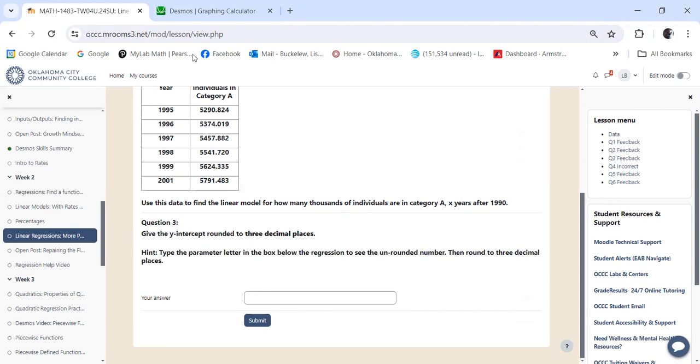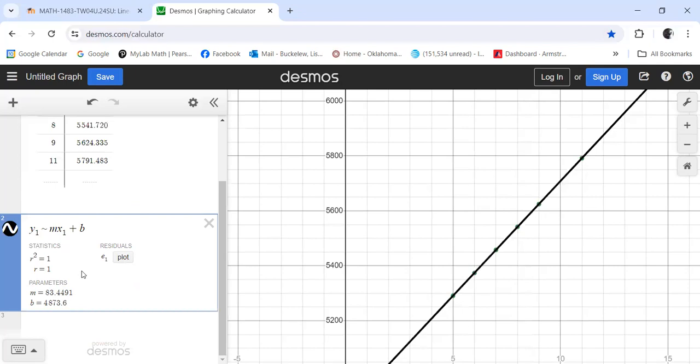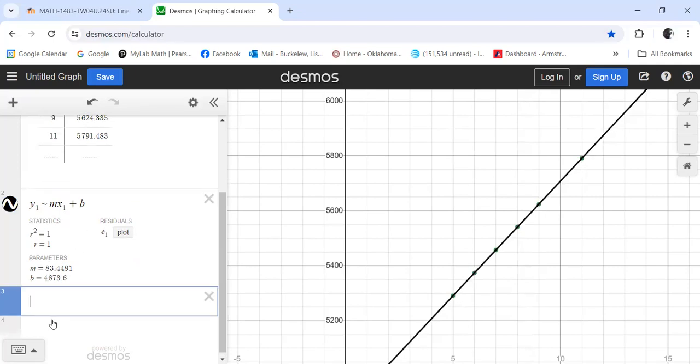So rounded to 3 decimal places. Okay, we couldn't see 3 decimal places in the original regression report. So that's why on the next line I went ahead and did this. If I need more accuracy than what's showing, I just go to the next line. I don't have to type an equation. I just type the letter that I'm interested in that's already been defined up here. And we can see that it's not just 0.6, it's 0.6005149.